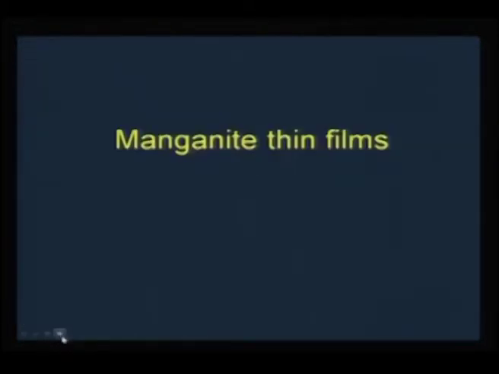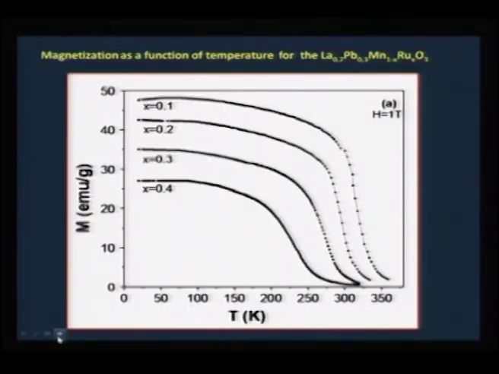Another example is that of manganite thin films. I will discuss these manganites extensively in the next module, but I will show you only the study related to thin films. As you see here, if you keep on doping ruthenium in this LaPbMnO3, a strong ferromagnetic loop is shown with 10% ruthenium, 20% ruthenium, 30% and 40%. Still you can see a very strong ferromagnetic signal.